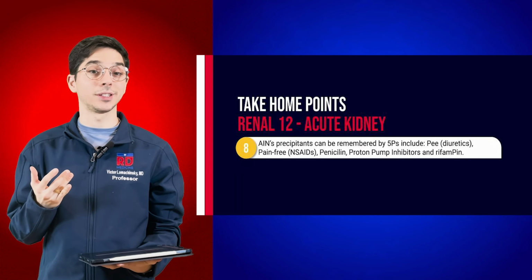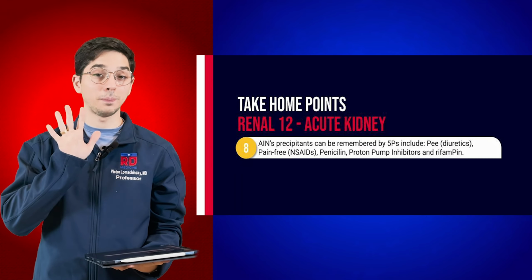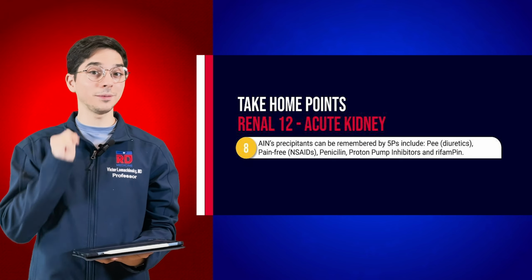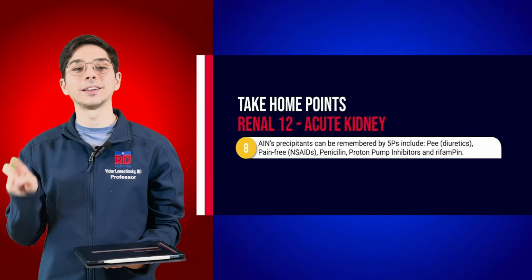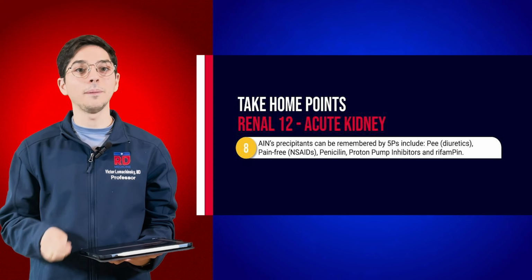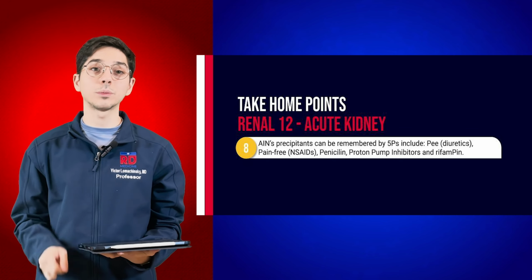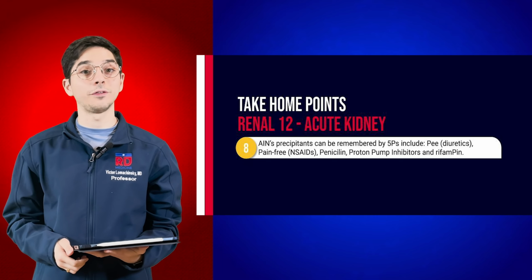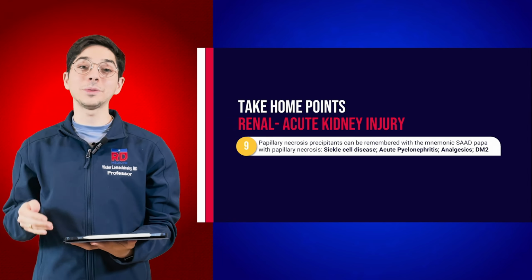AIN precipitants can be remembered by the 5 P's. Now, which ones are those 5 P's? Number 1, P for diuretics. Number 2, pain-free, NSAIDs. Number 3, penicillin. Number 4, proton pump inhibitors. And number 5, rifampin.